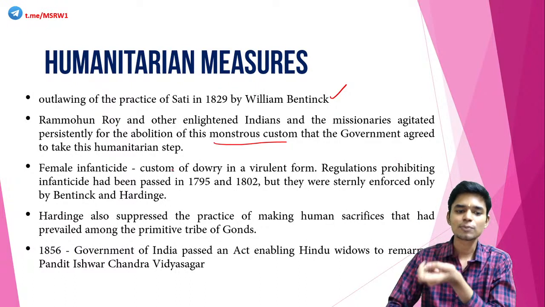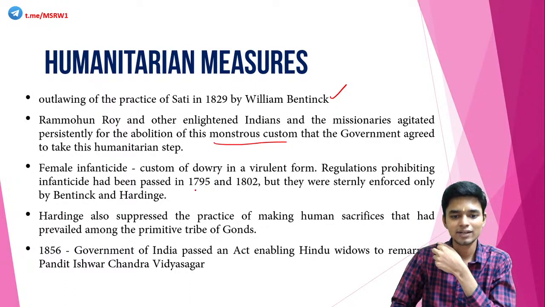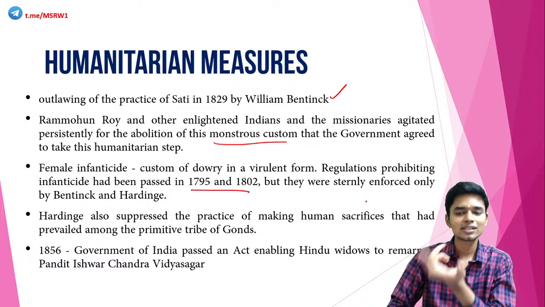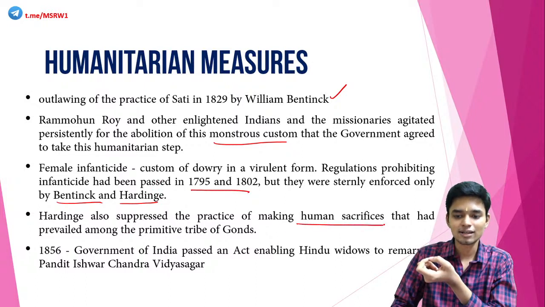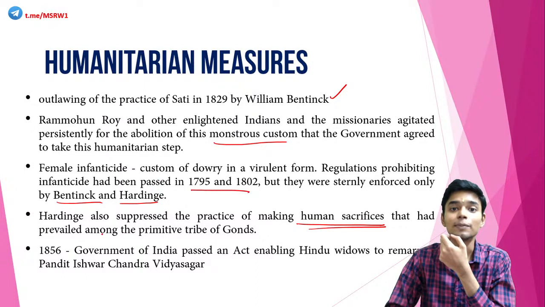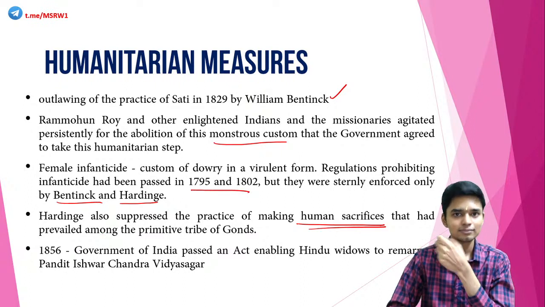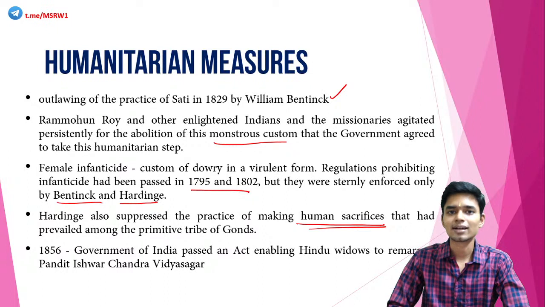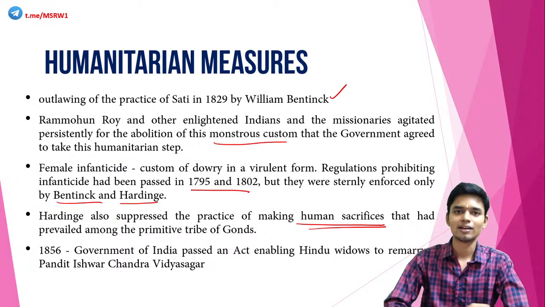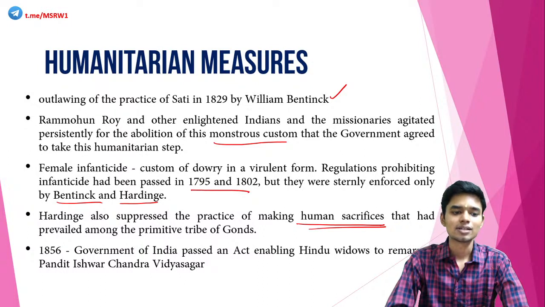Okay, so regulations prohibiting infanticide were passed in 1795 and 1802, but were sternly enforced only by Bentinck and Hardinge. Hardinge also suppressed the practice of human sacrifice that had prevailed in the primitive tribe of the Gonds. The Gond tribe practiced this human sacrifice for their tribal beliefs, and Hardinge actually managed to bring in laws to strictly prevent this as well.